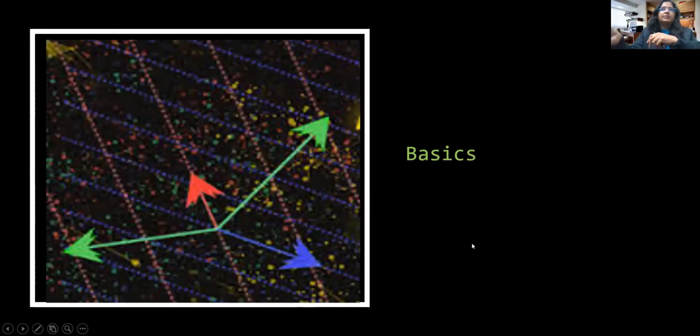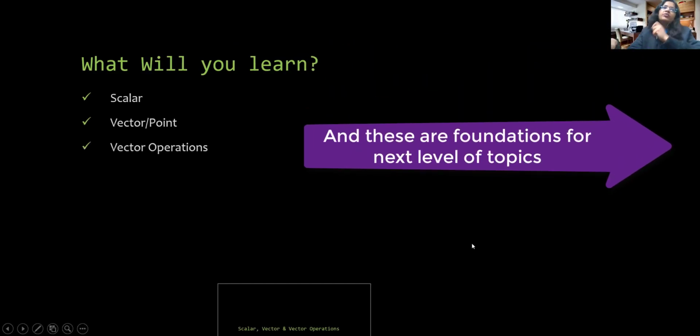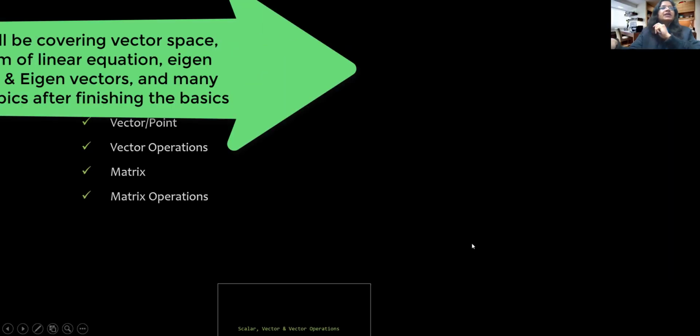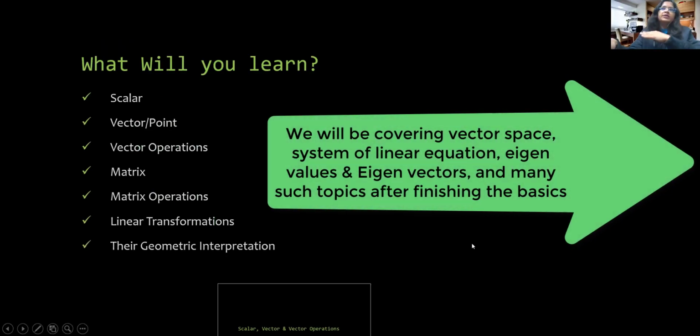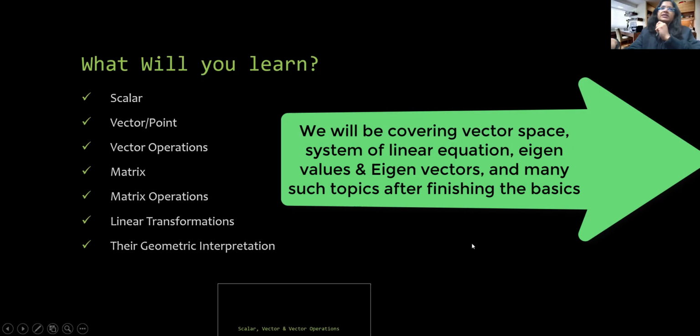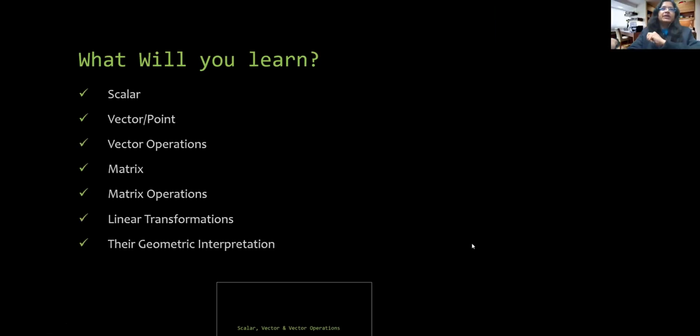So let's start with the basics. When we talk about basics in linear algebra, we discuss these topics: scalars, vectors or points. We talk about vector operations, matrix operations, linear transformations, and their geometrical interpretation. So let's start our discussion with scalars and vectors.